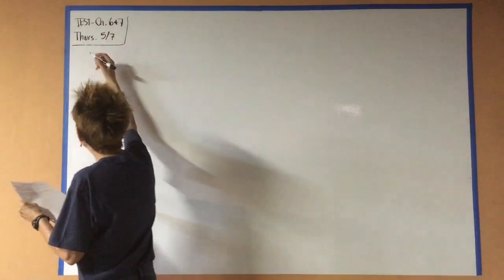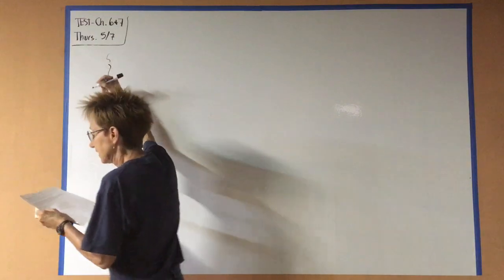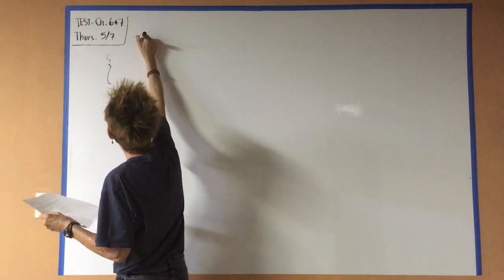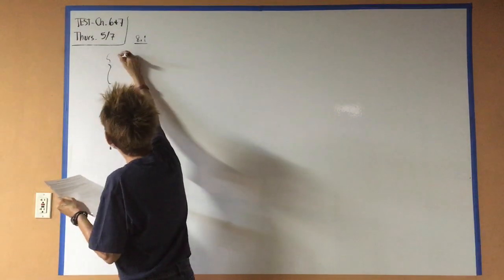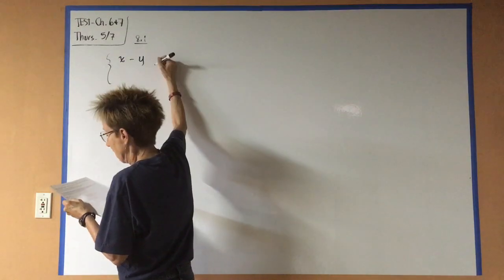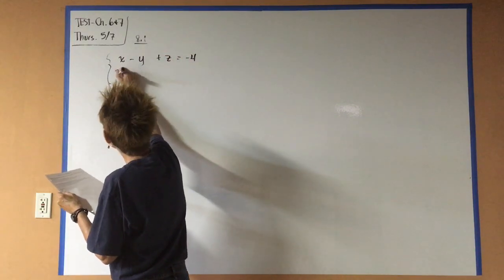So this very first one, again, to show that it's a system that they want you to solve, this is 8.1, they put a little brace around it, and the directions are just solve. So let me get this written down.